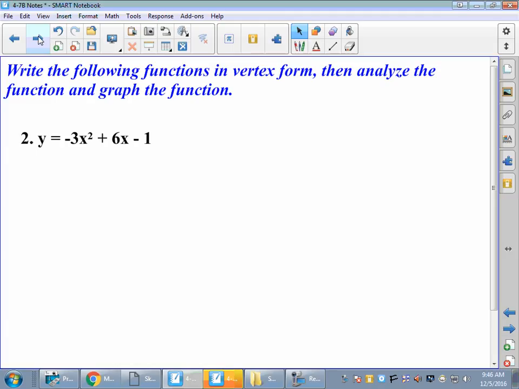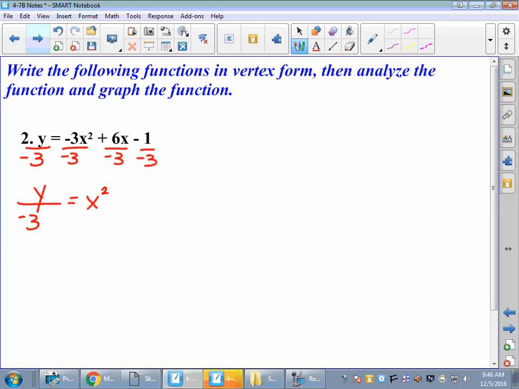So the very first step that we have to do is divide everything by -3, both sides of the equation. So I'm just going to write it down all 4 times so I get my signs correct. So that leaves me with y divided by -3. That y value is going to be ugly the rest of the time through. Is equal to positive x squared minus 2x and then plus 1/3.